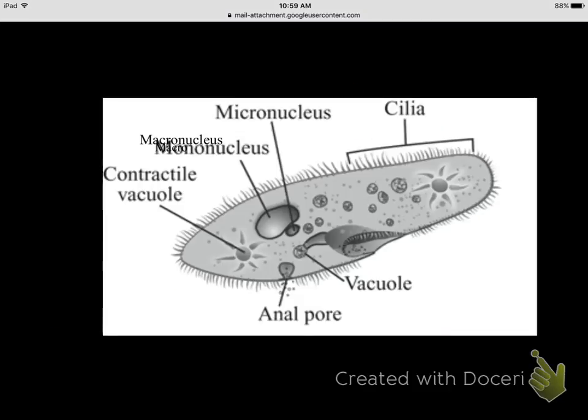So this is a picture for you to refer to. Here's the cilia that we were talking about, all the little hairs on the outside that capture nutrients and that move the paramecium around. Here's your vacuole that stores things. Your anal pore, which gets rid of the solid or food waste. Your contractile vacuole gets rid of your liquid waste. We have our macronucleus and our micronucleus. So see how your macronucleus is much larger than your micronucleus? Okay.